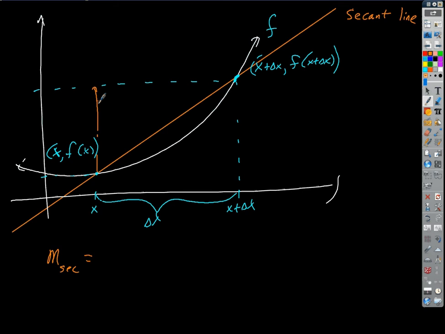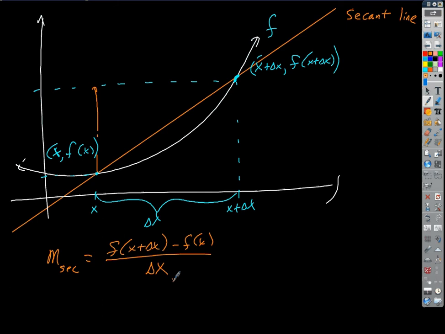Okay, good. So this y value, f of x plus delta x, minus this y value, f of x, right? So change in the function, or change in y, and how much are we running? Delta x, yeah. Okay, good. All right, so then that's easy, right?